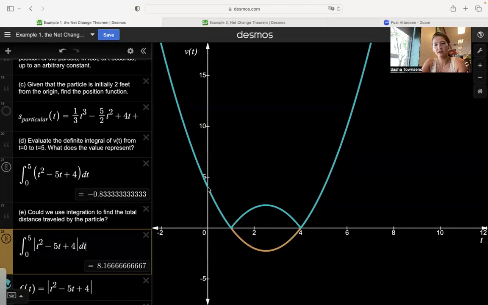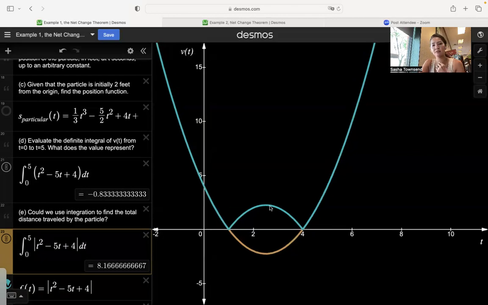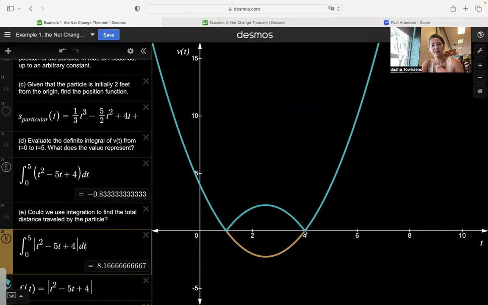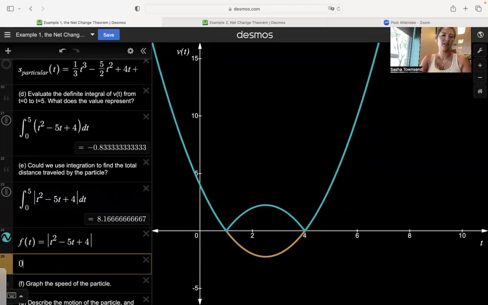So in the interval from 0 to 1, the particle is slowing down. On the interval from t equals 1 to t equals 2.5, the particle's speed is increasing, but we're moving to the left rather than to the right. From t equals 2.5 to t equals 4, we're still moving to the left, but the particle's speed is decreasing. And then from 4 to infinity, the particle is moving to the right with increasing speed. So we can see that if we graph that function, the integral of the speed in this case is giving us that total distance. So if we wanted to, we could shade that region.